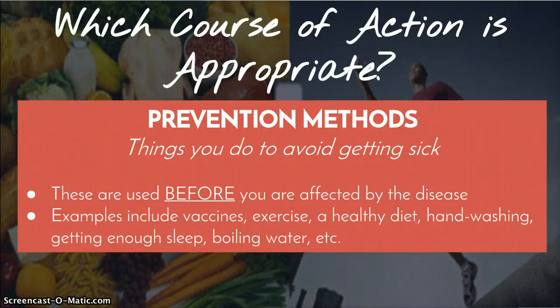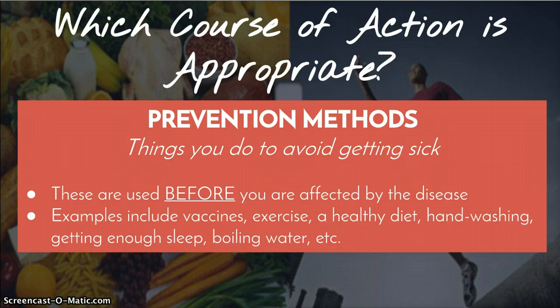So, what do you do about diseases? How do you protect your body? What do you do if you catch a disease? There are three different steps that you could take depending on how the disease has affected you, if it has affected you yet. So, what course of action is appropriate? Prevention methods. When you hear about prevention methods, these are things that you do to avoid getting sick. So, this happens before you're affected by the disease.